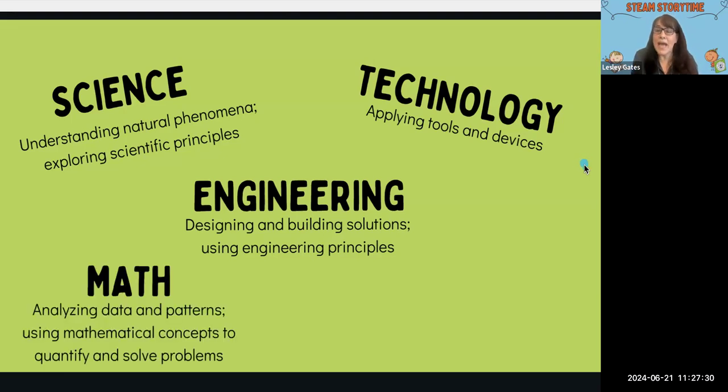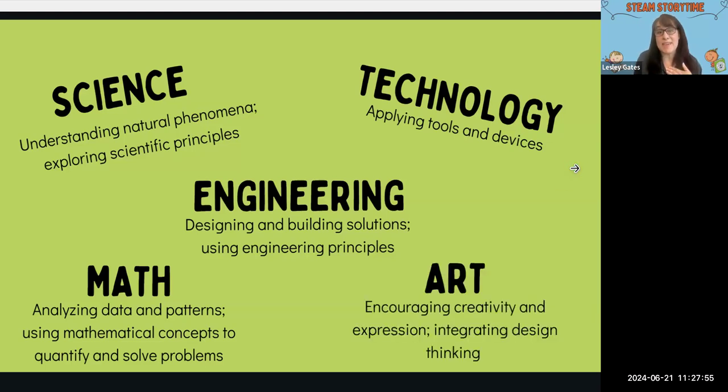Now, what sometimes gets left out are the last two letters there, which is the A and the M. Math. There's so much math opportunities that happen when we're doing STEM and STEAM. And when we think about quantifying and looking for patterns in the data that we're collecting as we're designing or solving a problem, super important.